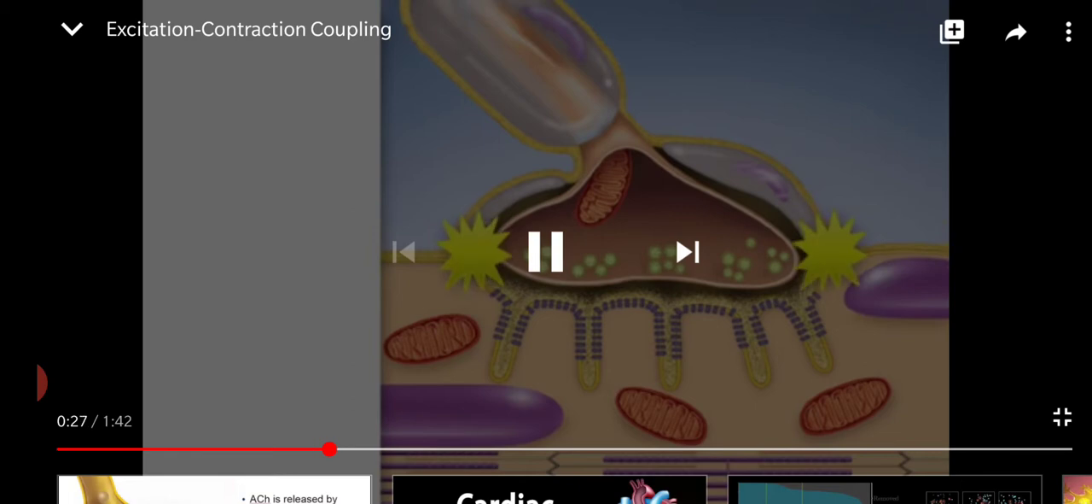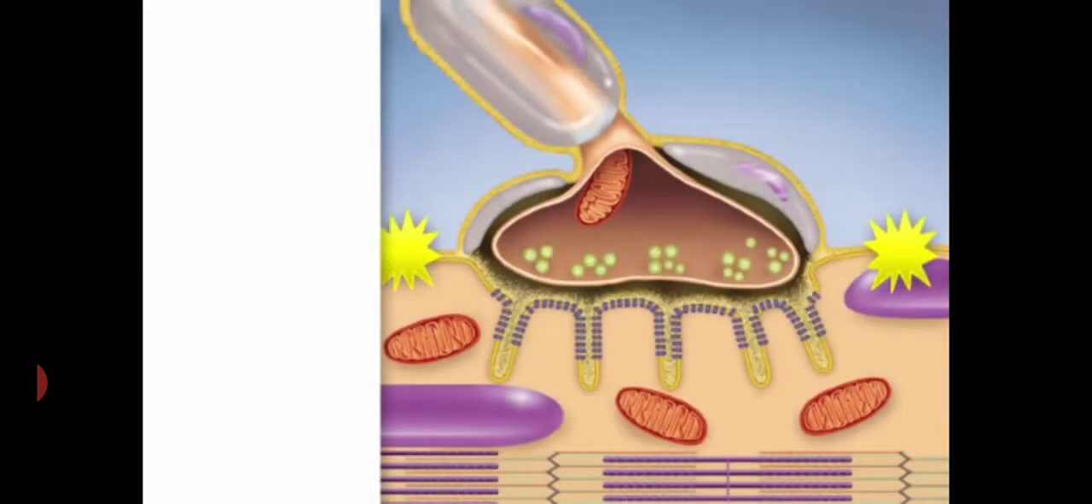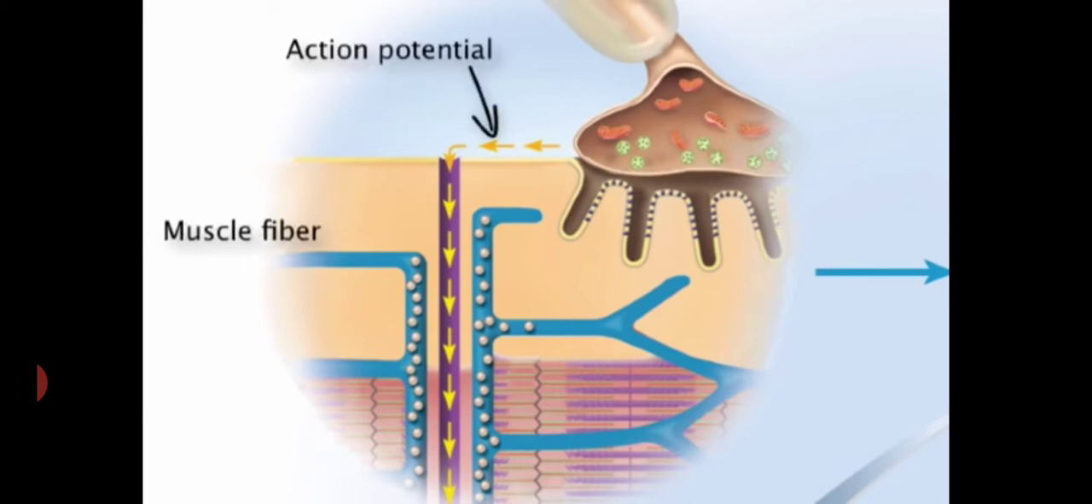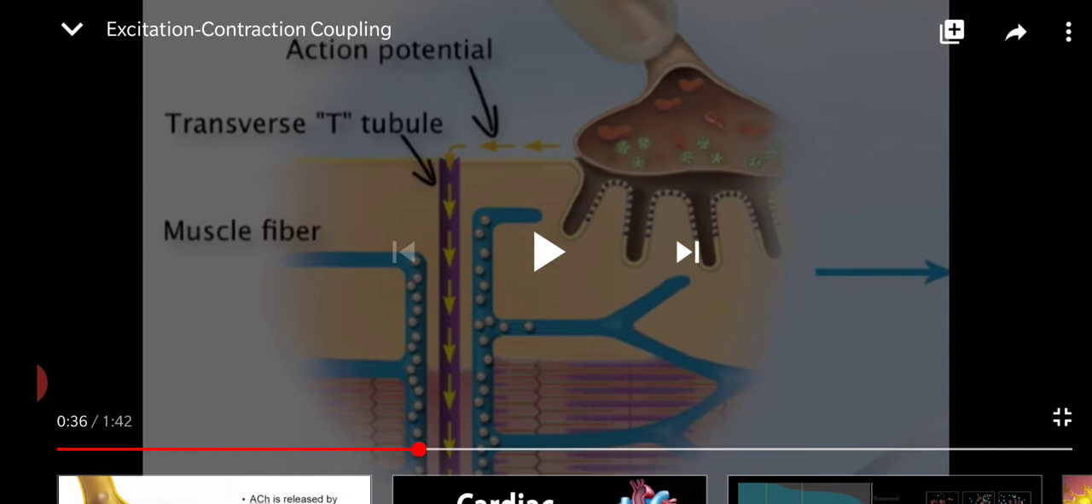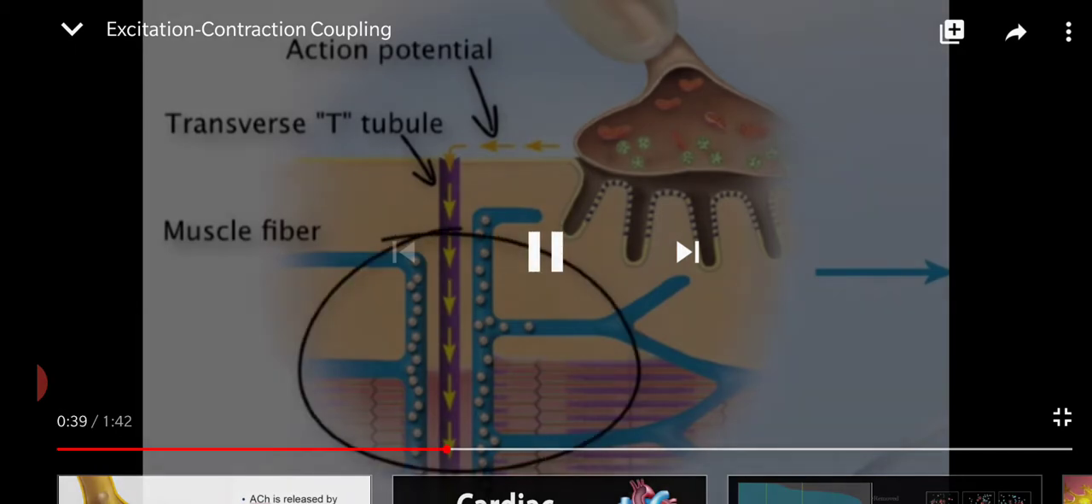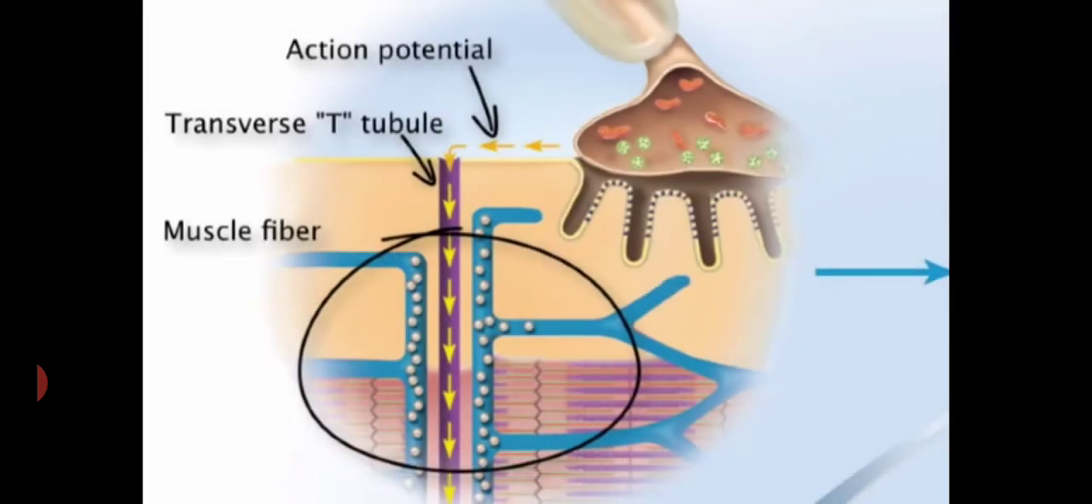It spreads from the motor end plate in all directions, similar to the ripples formed on a pond when a stone is thrown. When this wave of excitation reaches the transverse tubules, commonly known as T tubules, which, as you remember, are invaginations of the cellular membrane that go deep into the cell to enable fast propagation of the action potential deep inside the muscle cell, it continues down them into the sarcoplasm of the muscle fiber.